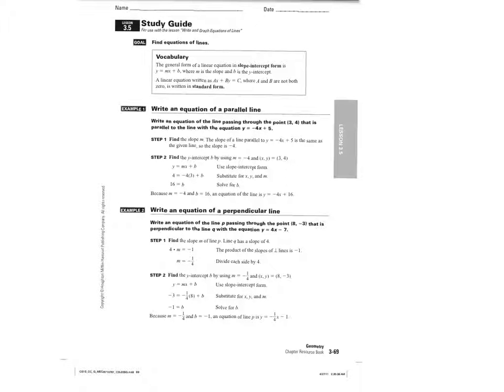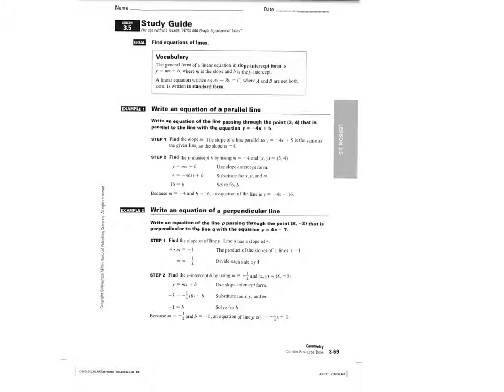Okay, so this is a review for your quiz on Friday. Your quiz on Friday is going to cover lessons 3.5 and 3.6. So in 3.5, we learned about all of the different forms of the equation of the line. We learned slope-intercept, we learned point-slope, and we learned standard form. Be aware of all three forms of the equation.